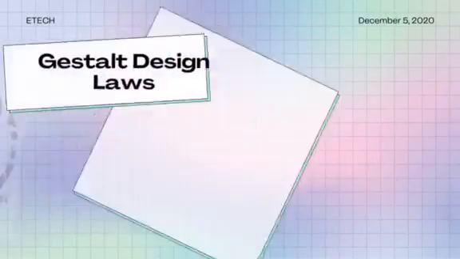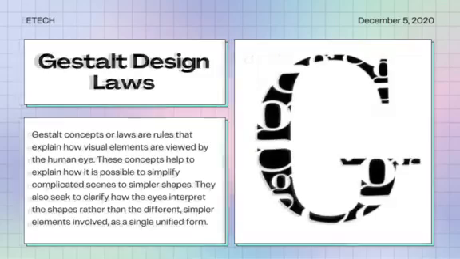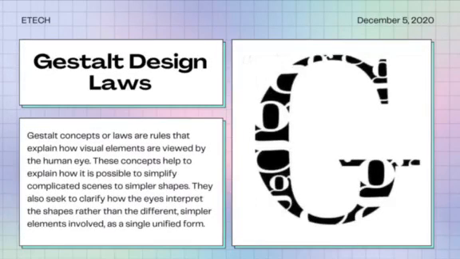Gestalt design laws. Gestalt concepts or laws are rules which describe how the human eye views visual elements.